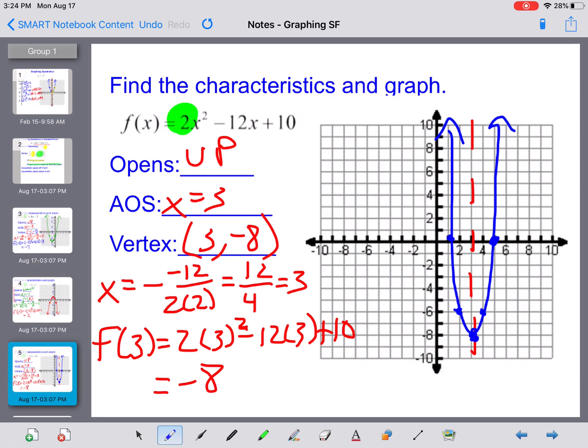Okay, so I hope that has helped you graph quadratics in standard form. And remember that you need to always graph these 5 points whenever possible.